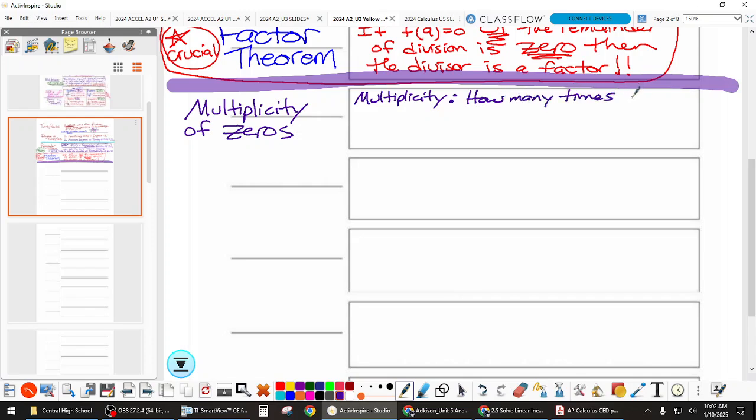All right, multiplicity, how many times the factor shows up in the polynomial. Now, the only way to see multiplicity is if it's in factored form. Otherwise, you can't just look at a polynomial and know how many. You can't actually, just looking at a polynomial, know the zeros and you can't know how many times they show up. So we got to get it in factored form.